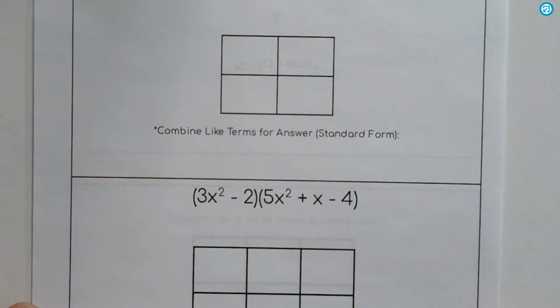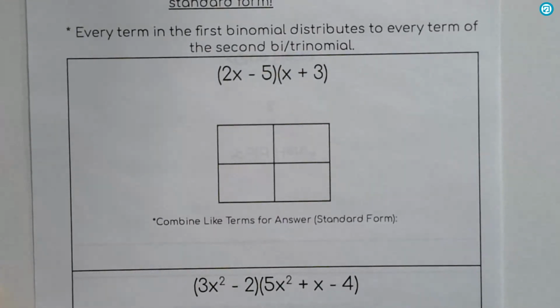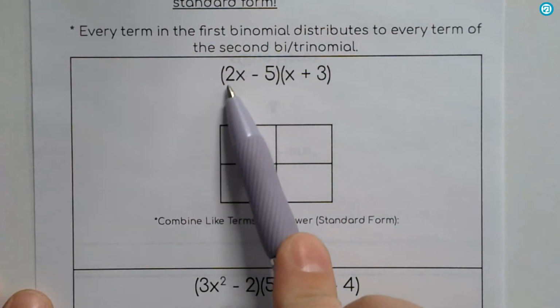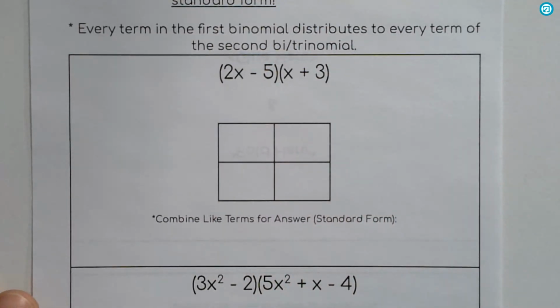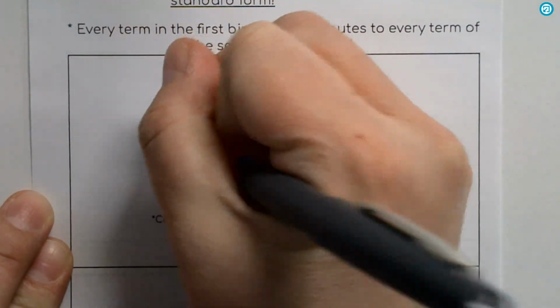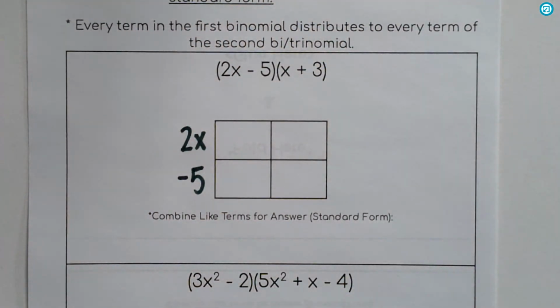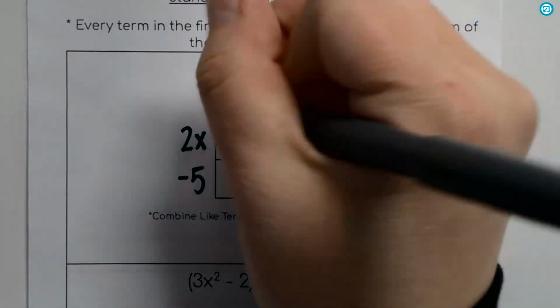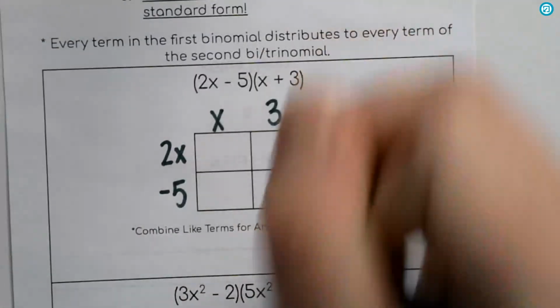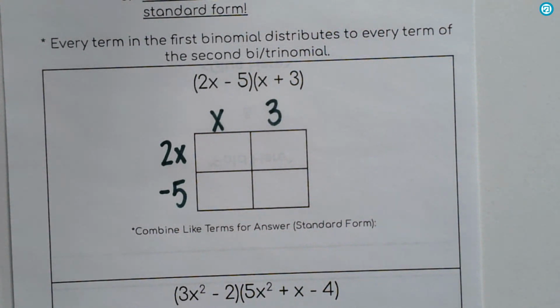And I put your boxes on there for you, so use them. So what we're going to do is we're going to take the first binomial, that 2x minus 5. We're going to put it over here on the left side of the box. Put the 2x on the top row, put the minus 5 on the bottom row. Then across the top, we're going to put the x and the 3. This is going to allow us to multiply every term by every term and know that if we filled out every square in the box, we've got everything taken care of.